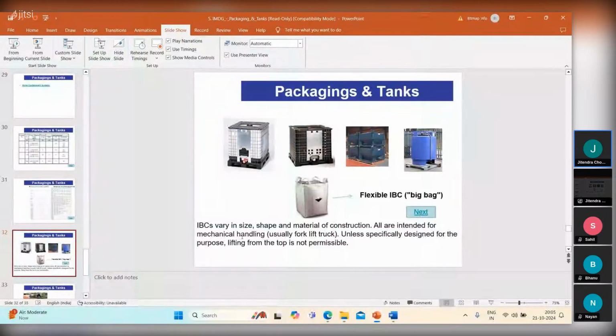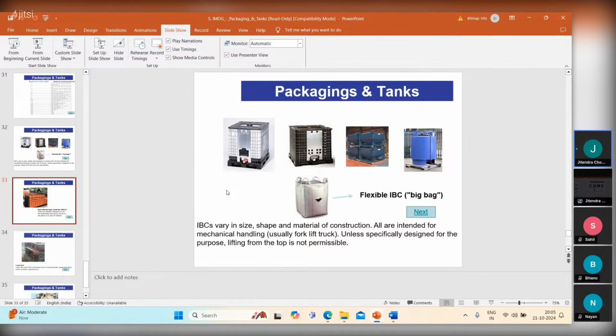You can use a forklift or carriage. Unless specified, designated for purpose, lifting from the top is not permissible. So you have to see what kind of bags and how they are permitted to be lifted or handled.